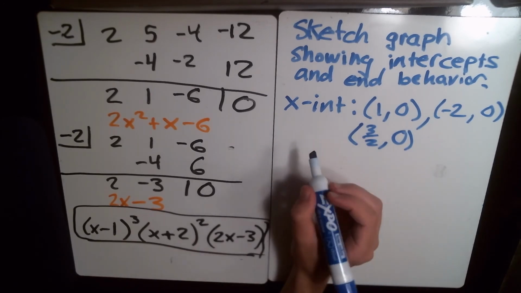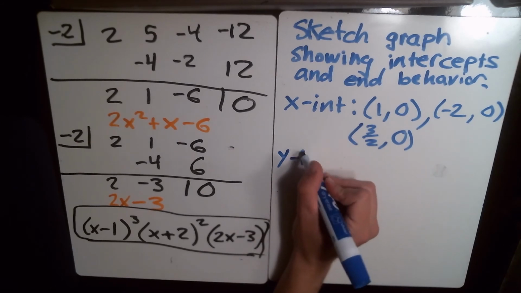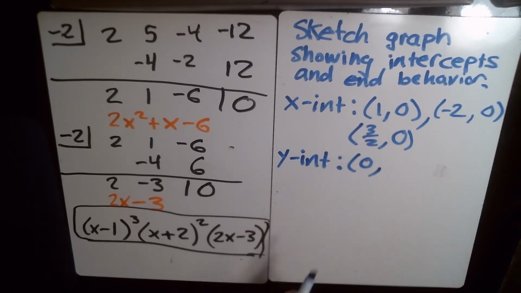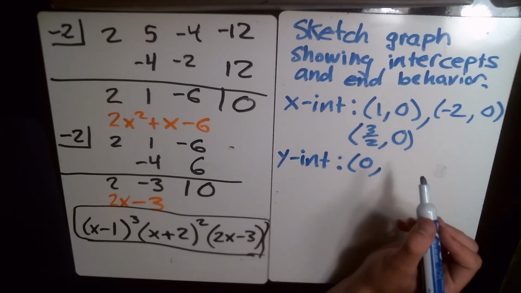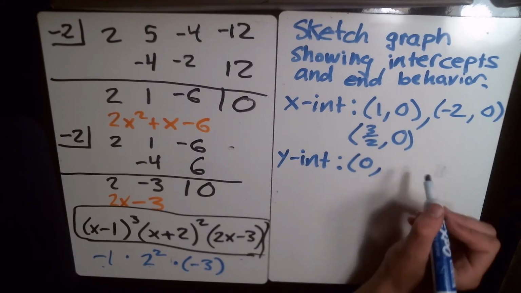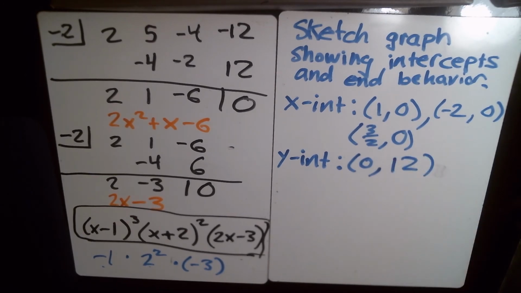The y-intercept happens when x equals 0, right? So that's going to be, we plug in 0 for x, we get -1 times, well, 0 plus 2 is 2, so 2 squared, 0 minus 3, so -3. So we've got 4 times -1 is -4, times -3 is 12. So 0, 12 is our y-intercept.